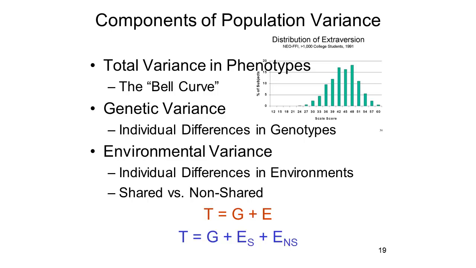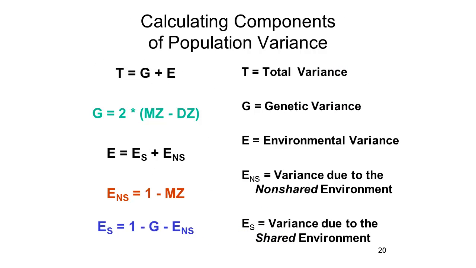This total variance on some trait like extroversion can be further decomposed into genetic variance, that is, the amount of total variance that's attributable to individual differences in genotypes, and environmental variance, that is, the amount of the total variance that's attributable to individual differences in environments. In principle, then, the total variance on a trait is equal to the sum of the genetic variance and the environmental variance, with the understanding that environmental variance includes both variance attributable to the shared environment and variance attributable to the non-shared environment. And, in fact, we can calculate the components of population variance, the genetic variance and both types of environmental variance, from the data given to us by twin studies.